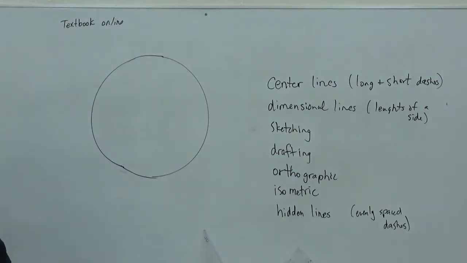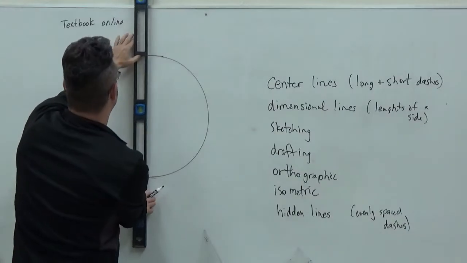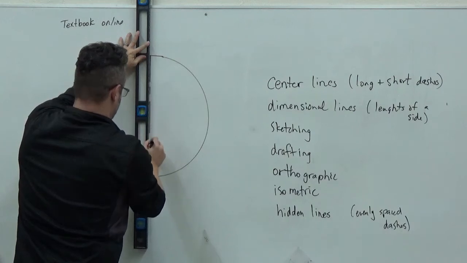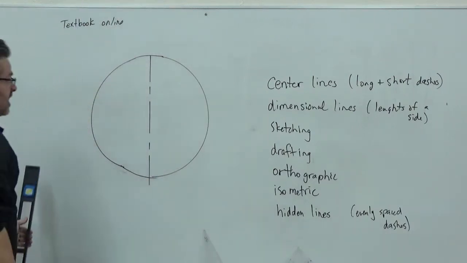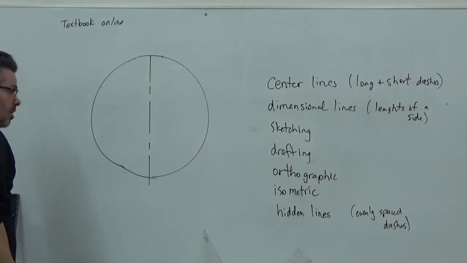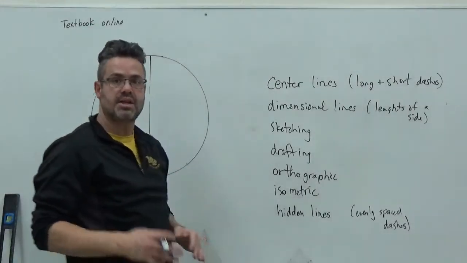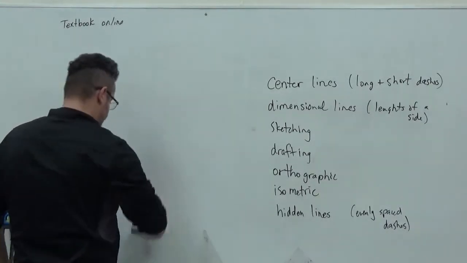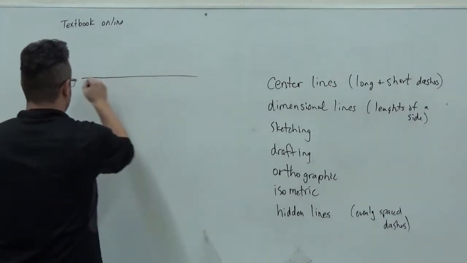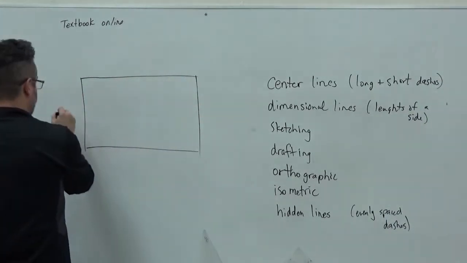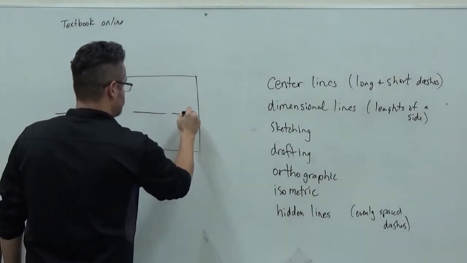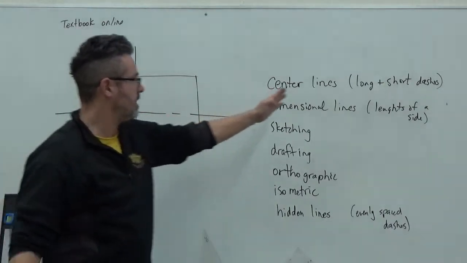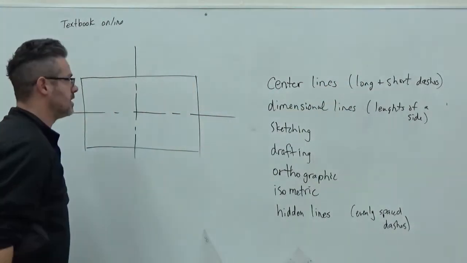It might be easier if I use this one. Long, short, long, short, long. So you get those dashes that alternate between long and short, and that represents a center line. Sometimes you'll even have a rectangle. It doesn't have to be a circle. Sometimes you can have a rectangle, and you'll have these center lines marked on, and again, they'll be alternating long and short dashes. That represents a center line.